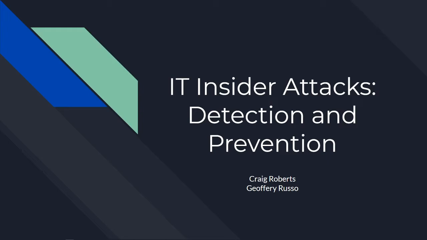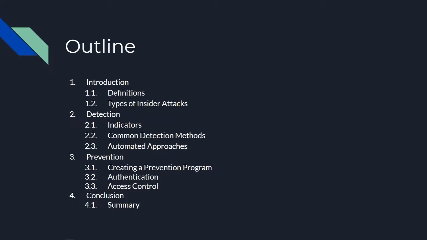We're doing a presentation on IT insider attacks, detection and prevention. So, the outline of our presentation is part one is the introduction, where we'll be talking about definitions and types of attacks. Part two will be detection, which will include things like indicators, common detection methods, and automated approaches. Part three is prevention, which is creating a prevention program, authentication, and access control. And part four will be us summarizing the project.